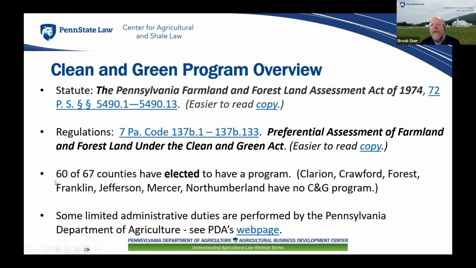Just to give you the perspective, if you're not aware, 60 of the 67 counties in Pennsylvania have Clean and Green programs. It is a voluntary program that counties can decide not to have if they don't wish to offer a reduced tax assessment for ag and forestry properties. And we'll go over all of that. And here's a little list of the counties that don't have programs. We'll talk about that. I have another slide on that in a second.